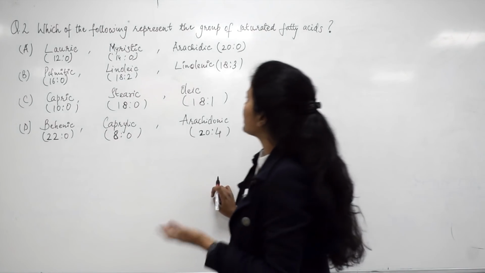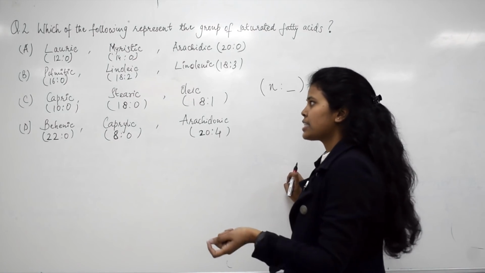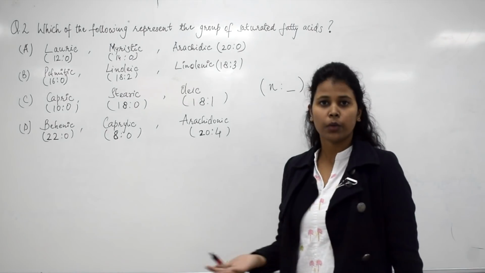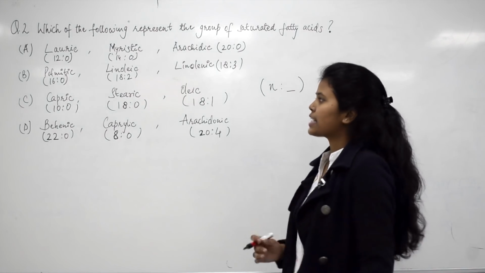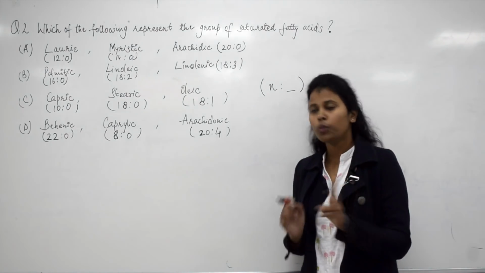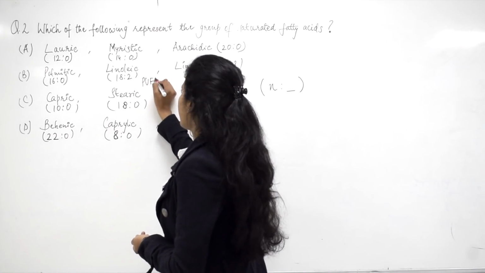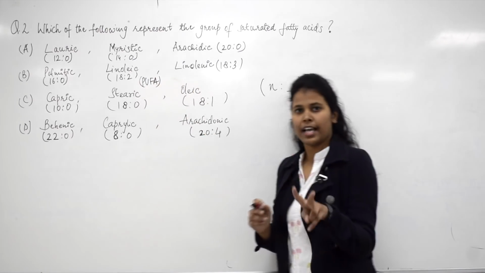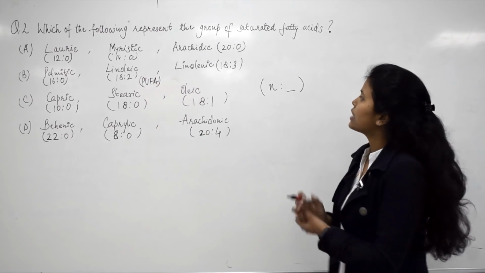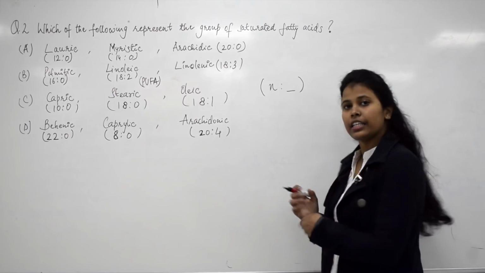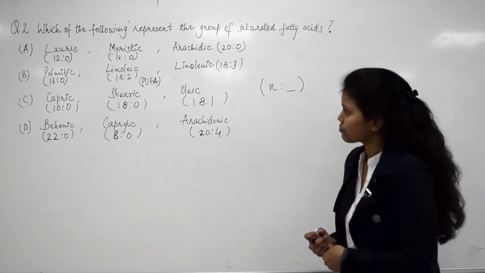Option B, palmitic, linoleic and linolenic. Palmitic acid has 16 carbons without any double bond or triple bond. Linoleic acid has 18 carbons with 2 double bonds. These are PUFA because they are polyunsaturated fatty acids. They have 2 unsaturated bonds in them. Next is linolenic acid, that is 18 carbons and 3 double bonds.